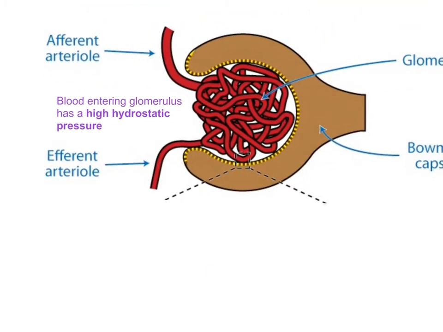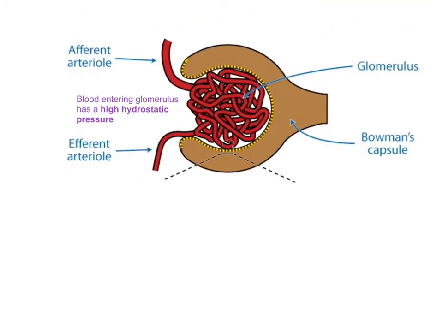Now that's due to several reasons. One of them being that it's coming straight off the aorta via the renal artery. It's very close to the heart, so it's naturally high pressure. The difference in diameter means more blood is entering than can leave, increasing the pressure, and the glomerulus in itself having this tangle restricts blood flow, further increasing the hydrostatic pressure. It's not only saying it's got hydrostatic pressure, the key word there is high, and then it gets higher.